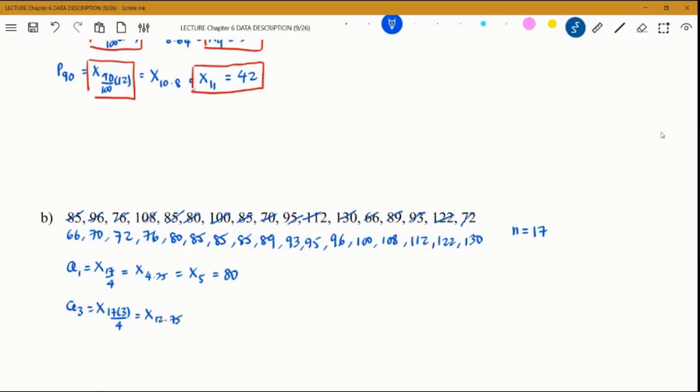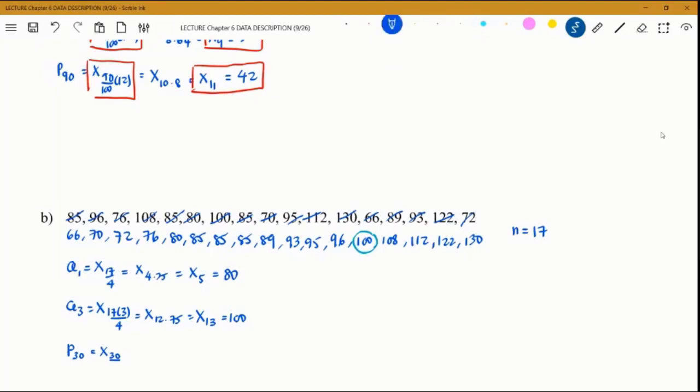So observation yang keberapa ni jadinya? Observation 13. 13. Okay, observation ke-13 kita berapa? Observation yang ke-13, apa nilai kita? 100. 100. Which is this one. Okay? 100? Okay.